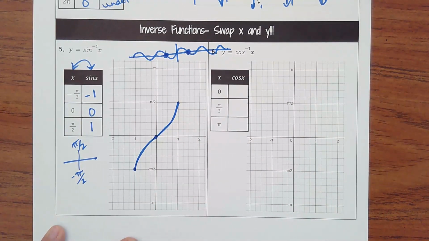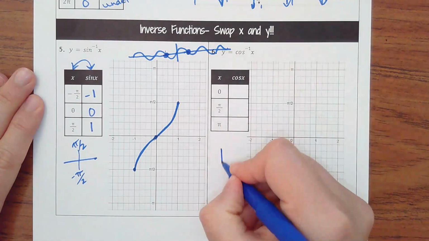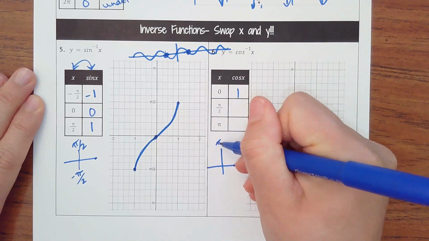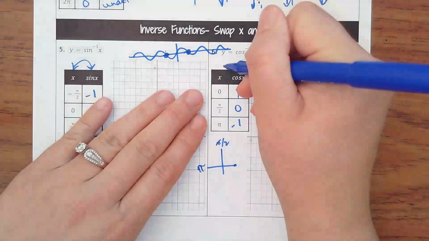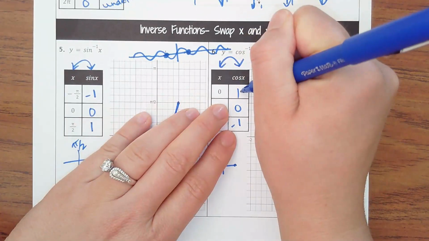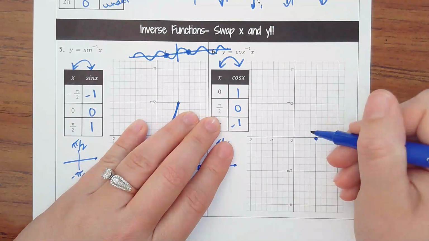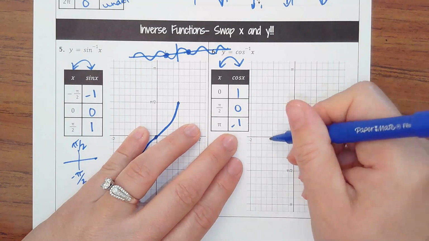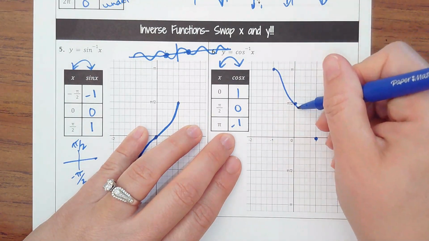And then the last one being cosine. Cosine at 0, we've got 1. At pi over 2, it's 0, and at pi, it's -1. So now we're going to flip-flop. So we're going to point at 1, 0, 0, pi over 2, and, well, sorry, -1, pi. So it goes like this.